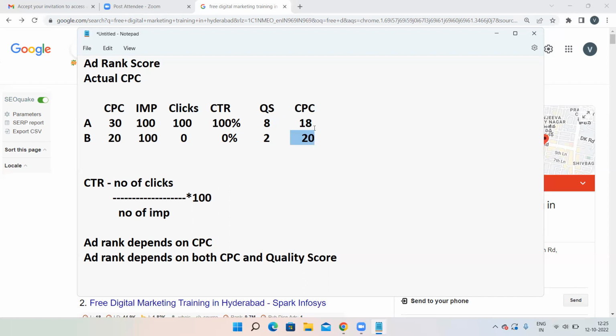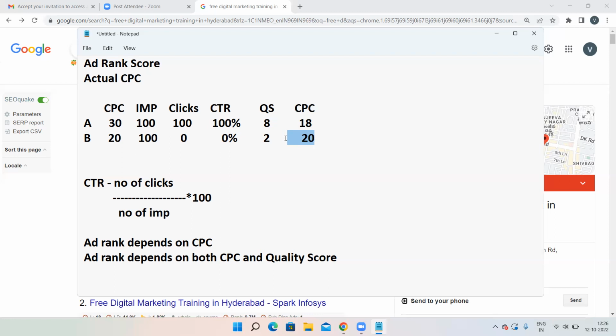But how much is A paying per click now? A is just paying 18 rupees per click and B is paying 20 rupees per click, which is more than A. That is the reason never ever think ad rank only depends on CPC. No, it depends on both CPC and quality score. Just because you have lots of budget, Google will not place your advertisement on top. Your quality score is also very important.